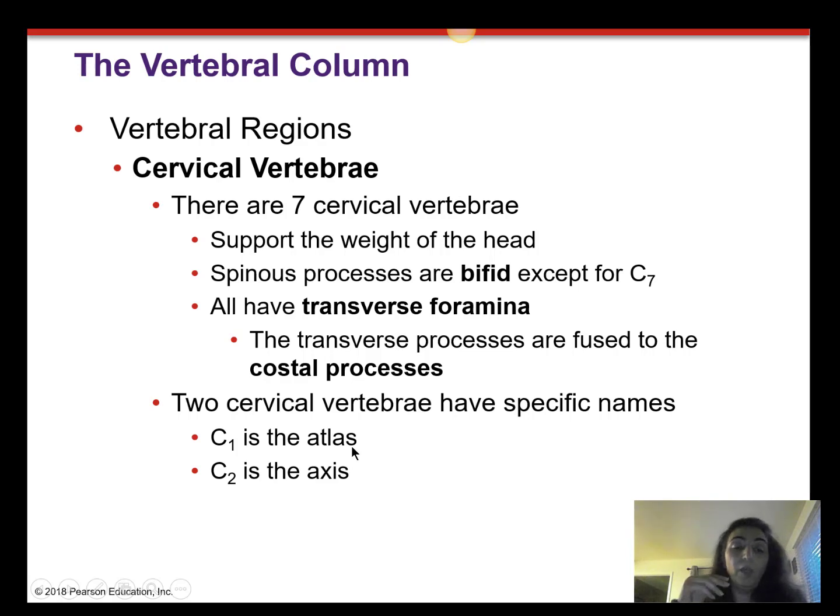You can remember that if you go from the down toward the up, C1 is at the last, right? So that's the way that you can memorize it or recall it. C1 is Atlas, Atlas is at the last, right? And C2, the next one, is called Axis because of the specific shape that it has.